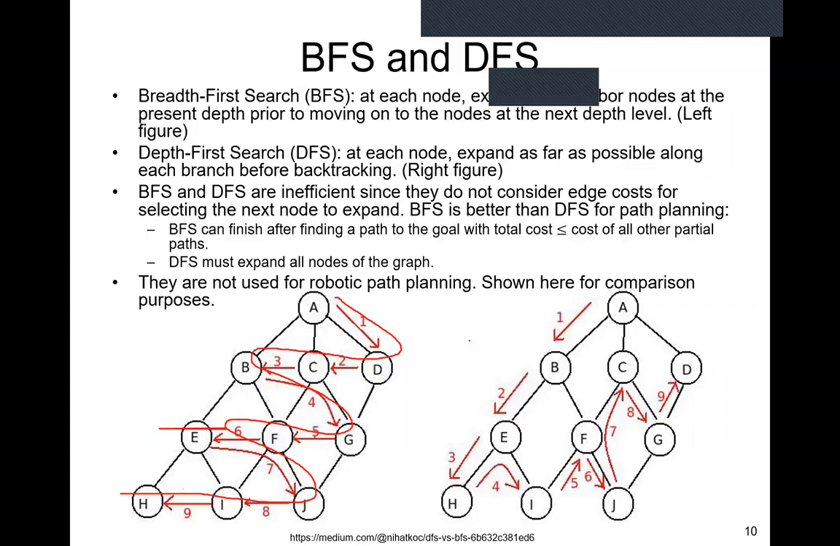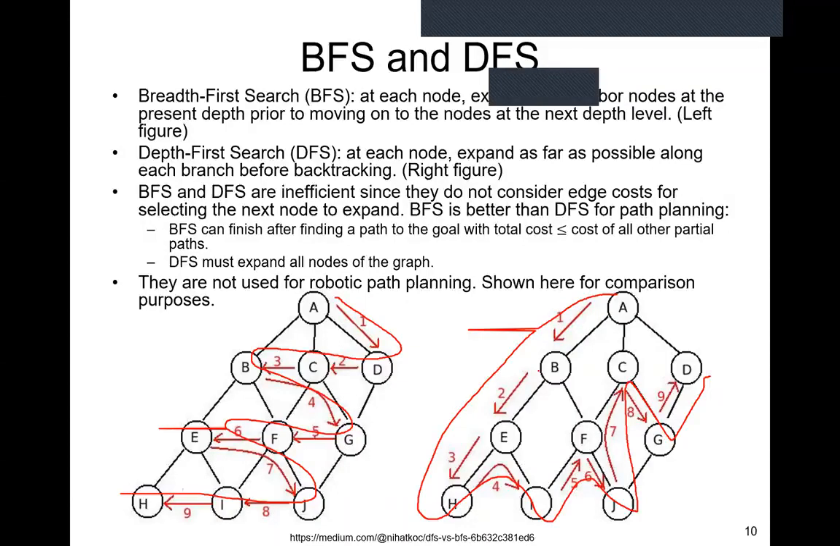For DFS, depth first search, at each node, you expand as far as possible along each branch before backtracking. So you go down all the way to the end of the path, and then you backtrack to the next branch, and then you backtrack up to here, and then finally you backtrack up to D. So these are well-known algorithms which you learned before, so I won't discuss their details, just to mention them briefly.